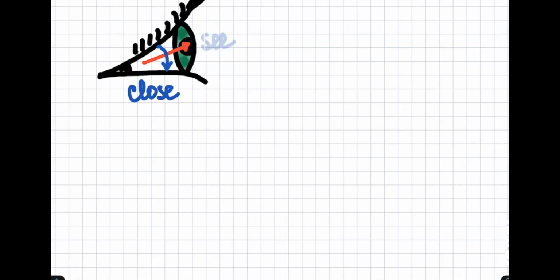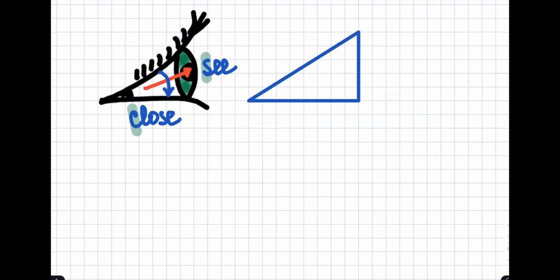See starts with S. C starts with S, close starts with C. If you then compare this to a triangle, say that your upper lid is your hypotenuse. So this is the hypotenuse. And say you know the hypotenuse, and you were trying to figure out what the side would be.